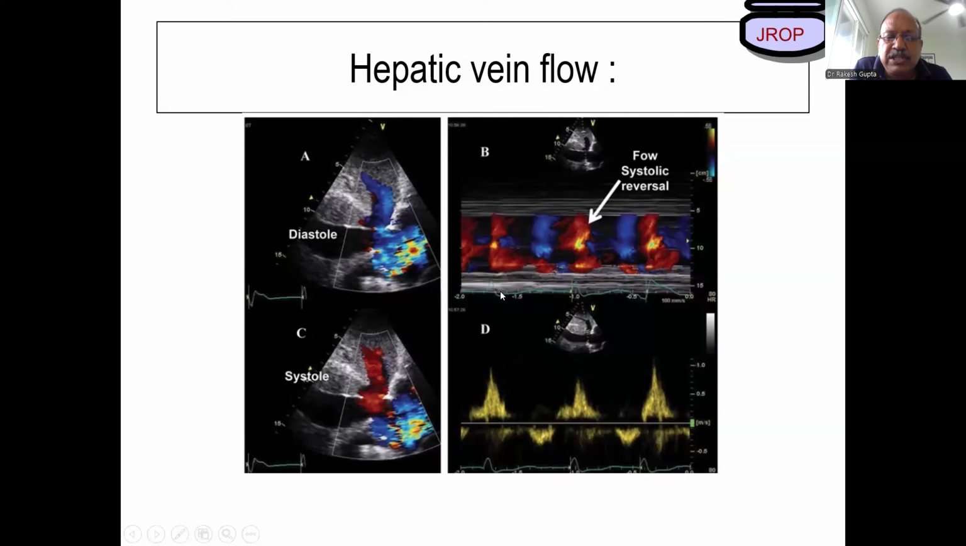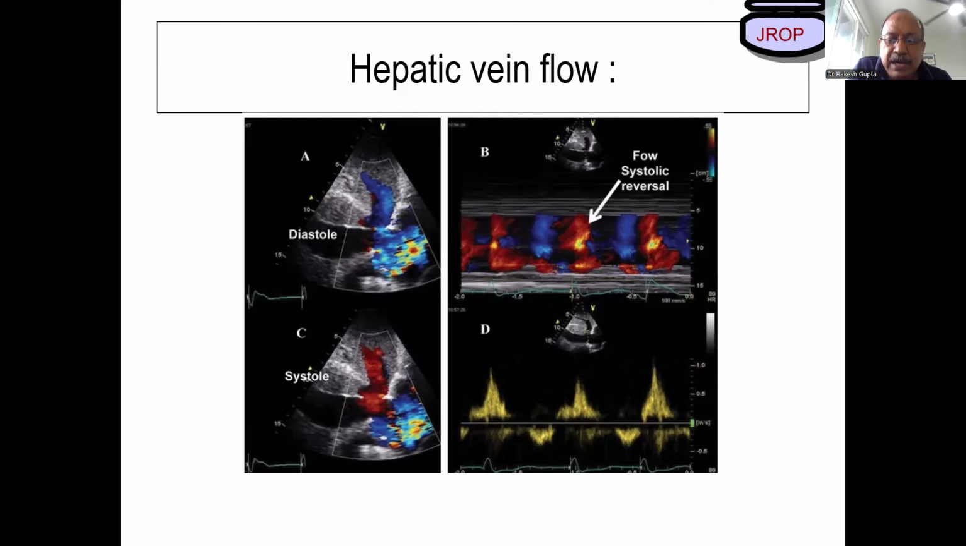Now let me go to this particular one. This is M mode. You put a line across this and take an M mode. This is systole, this is red in color. So this part, red in color, means that in systole the blood is not coming from the hepatic vein to the IVC. Blood is going from the IVC to the hepatic vein. But during diastole, you see the blood is blue in color. The blood is coming from the hepatic vein to the IVC. This is systolic reversal by color flow mapping M mode.